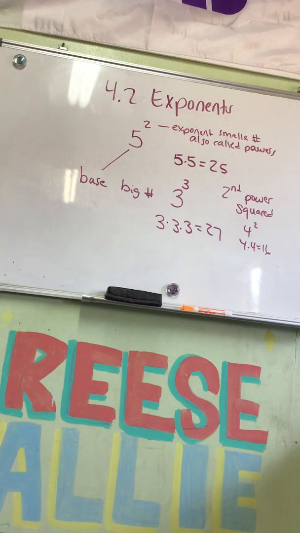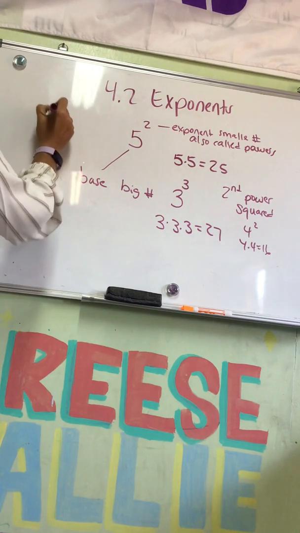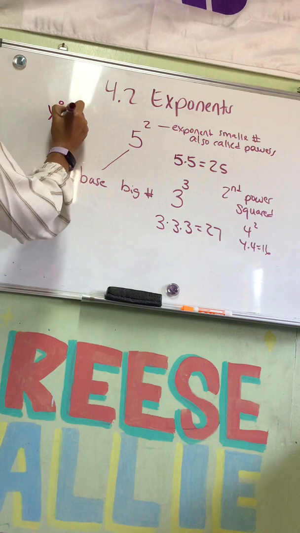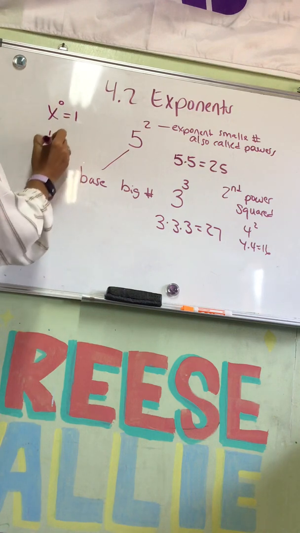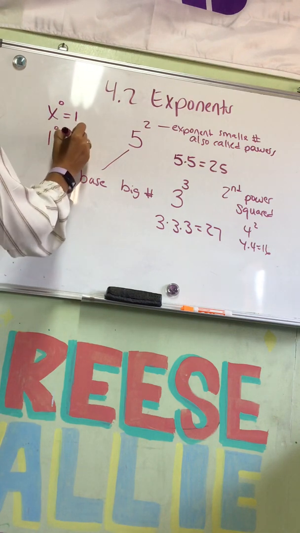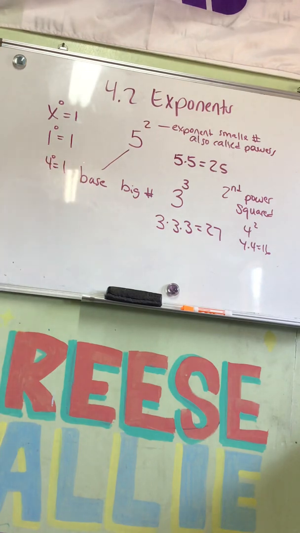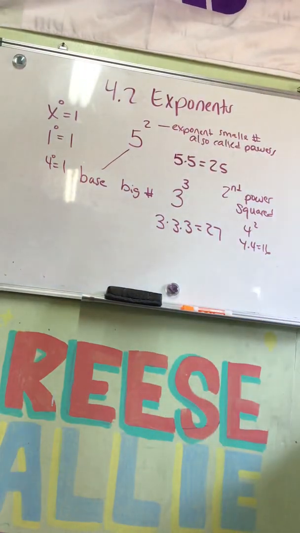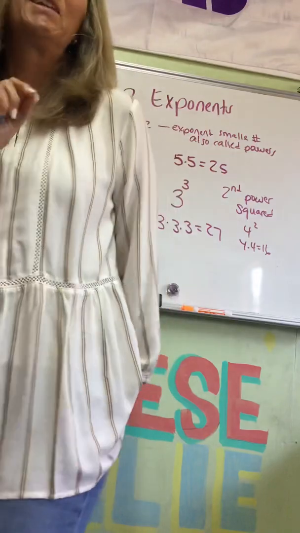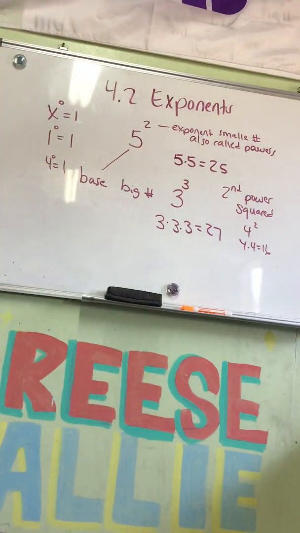Anything to a 0 power is always 1. You will have that on the SAT. I can almost guarantee you. It is a problem that 99% of kids miss. They always put 0 here, but anything to the 0 power is 1.